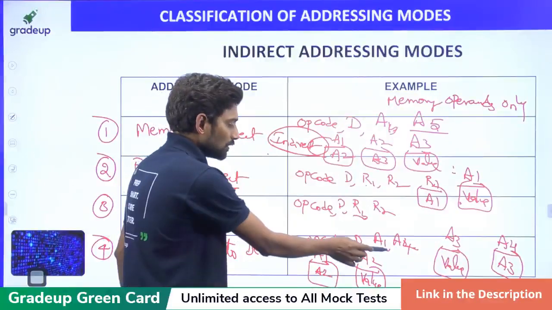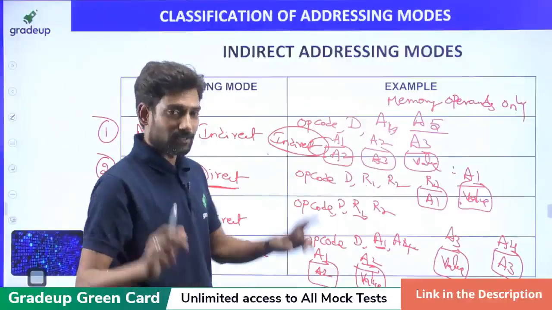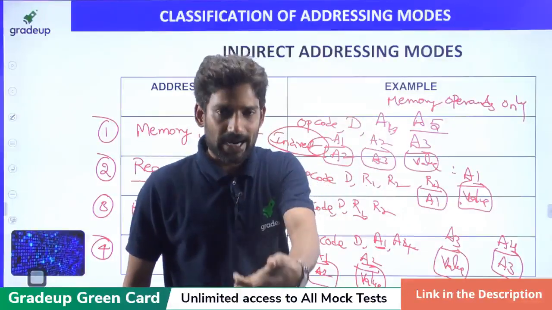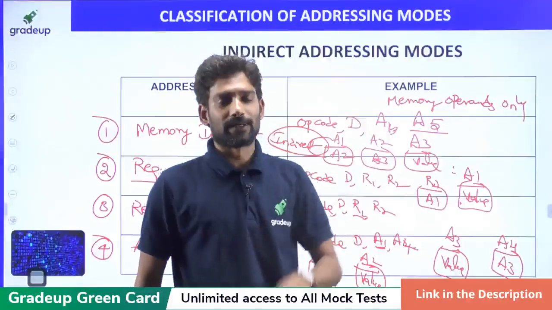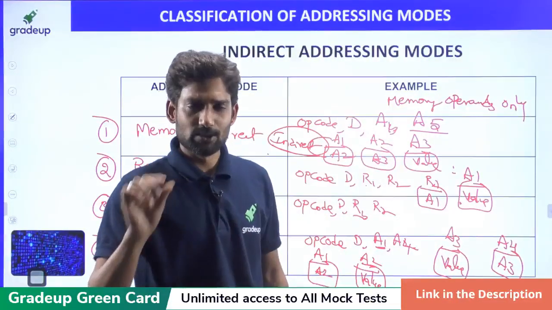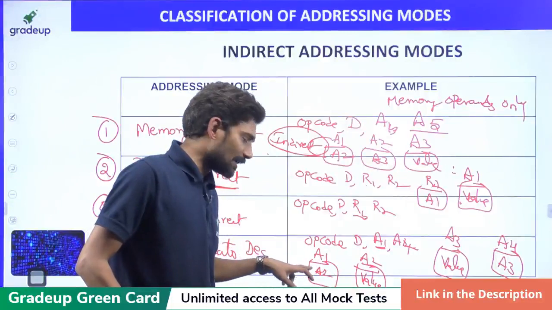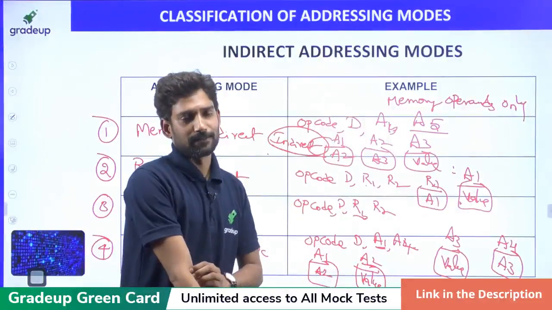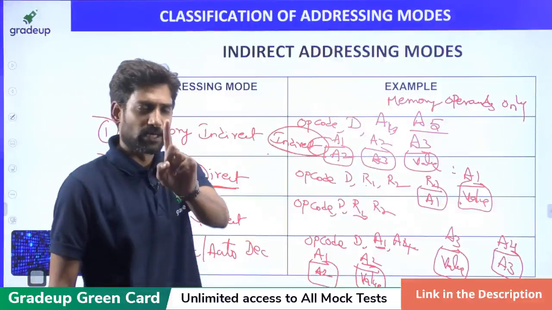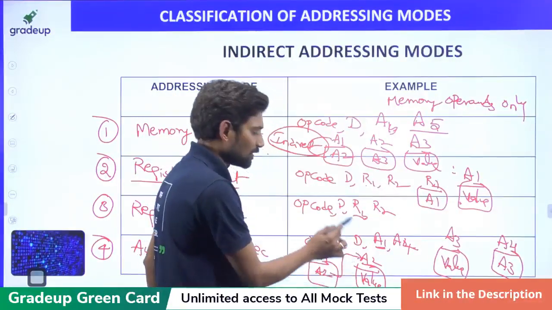So, the given address A1, and the effective address. What is the effective address? The actual, exact, correct address of the operand, where the operand is found. That is called the effective address. So, A2 is the effective address. A1 is the specified address. What is the distance between A1 and A2? Only one address difference, right? So, A1 has A2, A2 has the value.